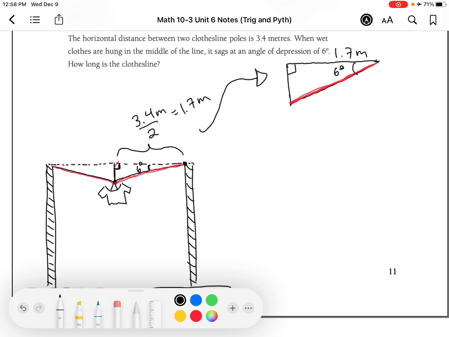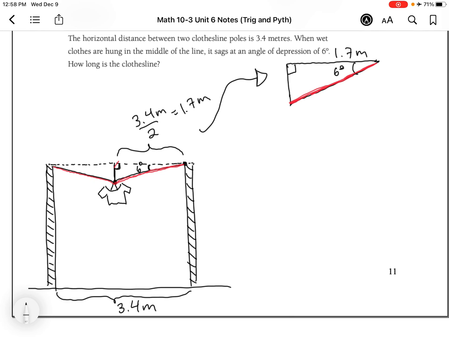I'm going to switch back to black. All right. Well, how do we do that? Trigonometry again. Here we're looking for a side length. So I'm going to call this side length X. And we start by labeling the sides of our triangle.